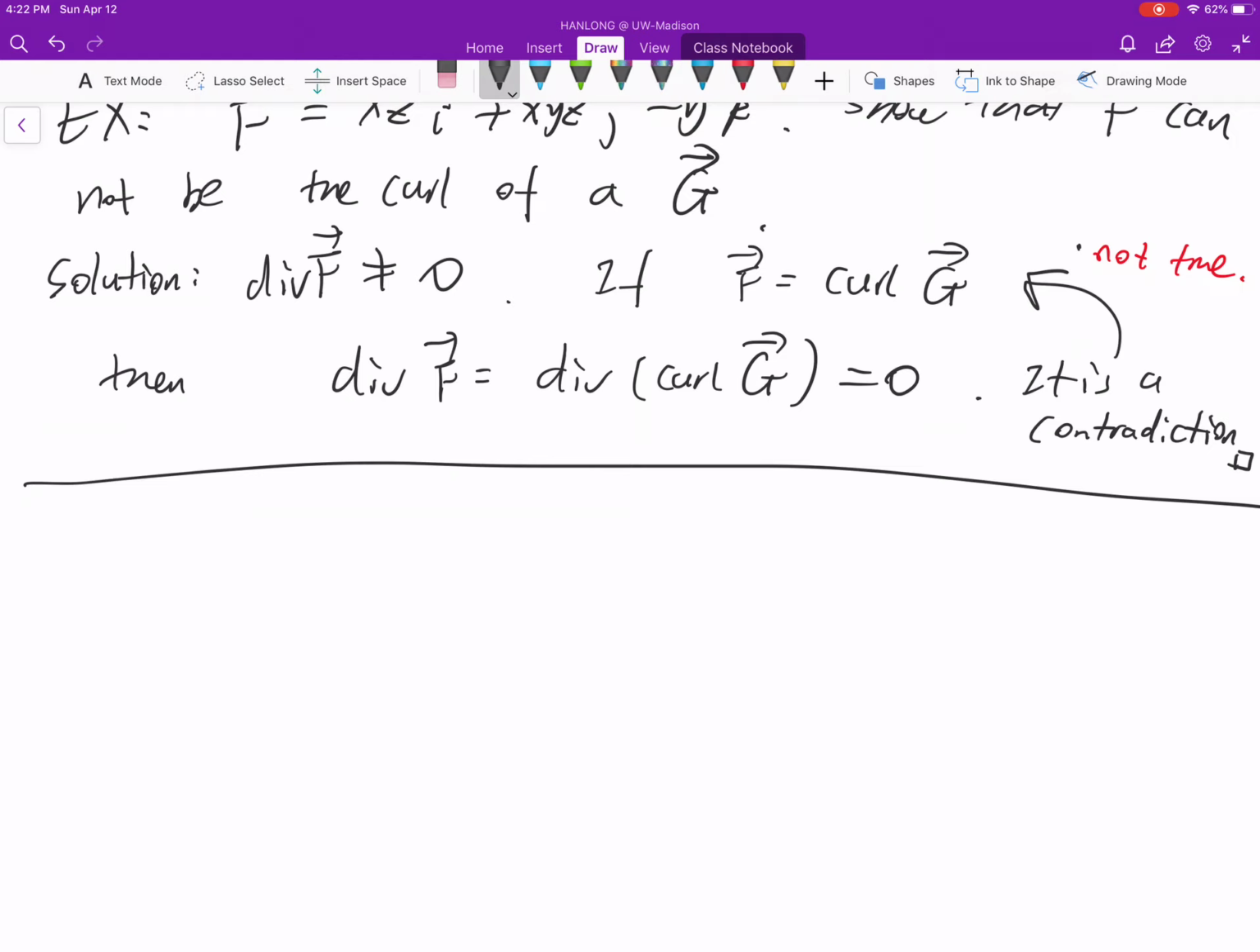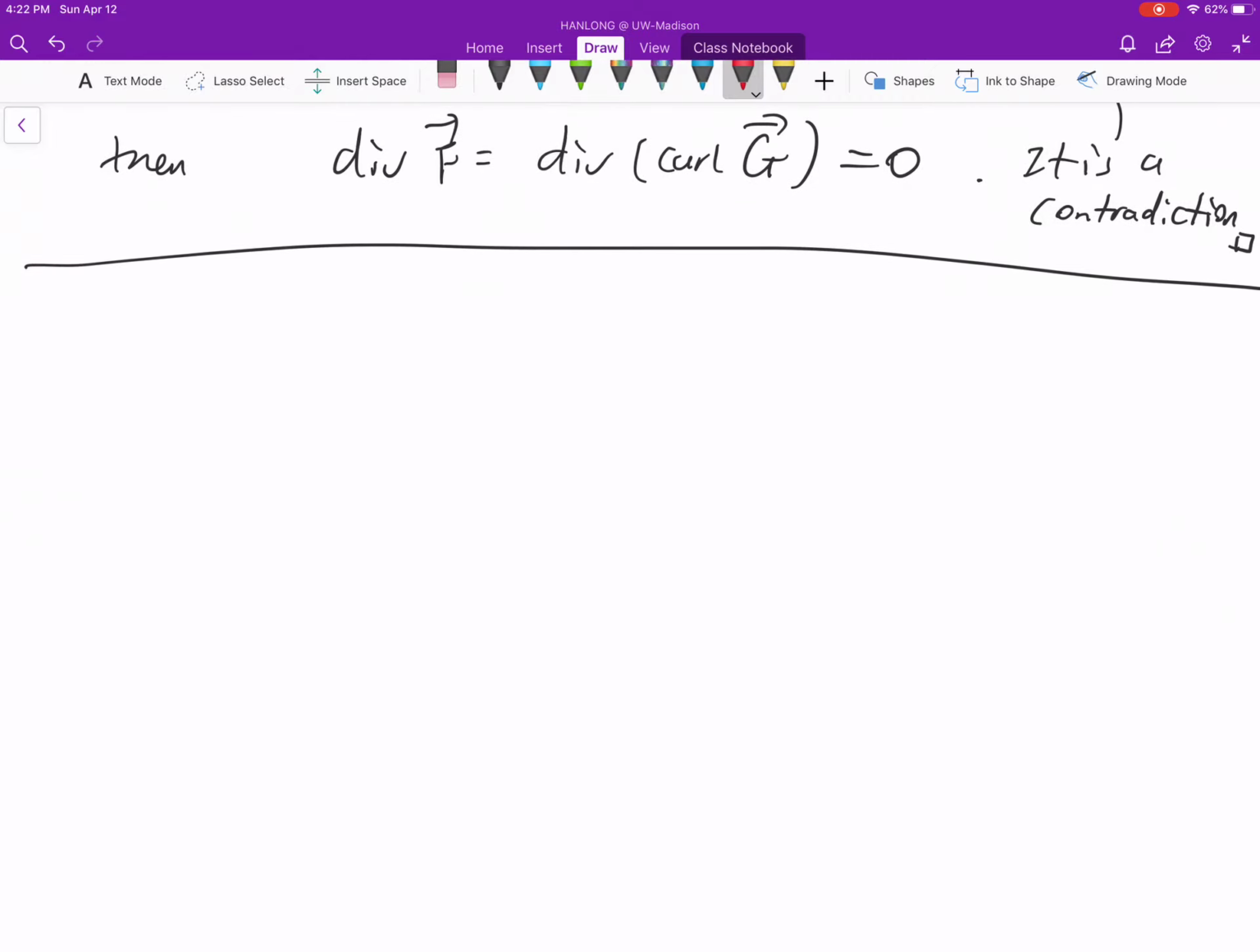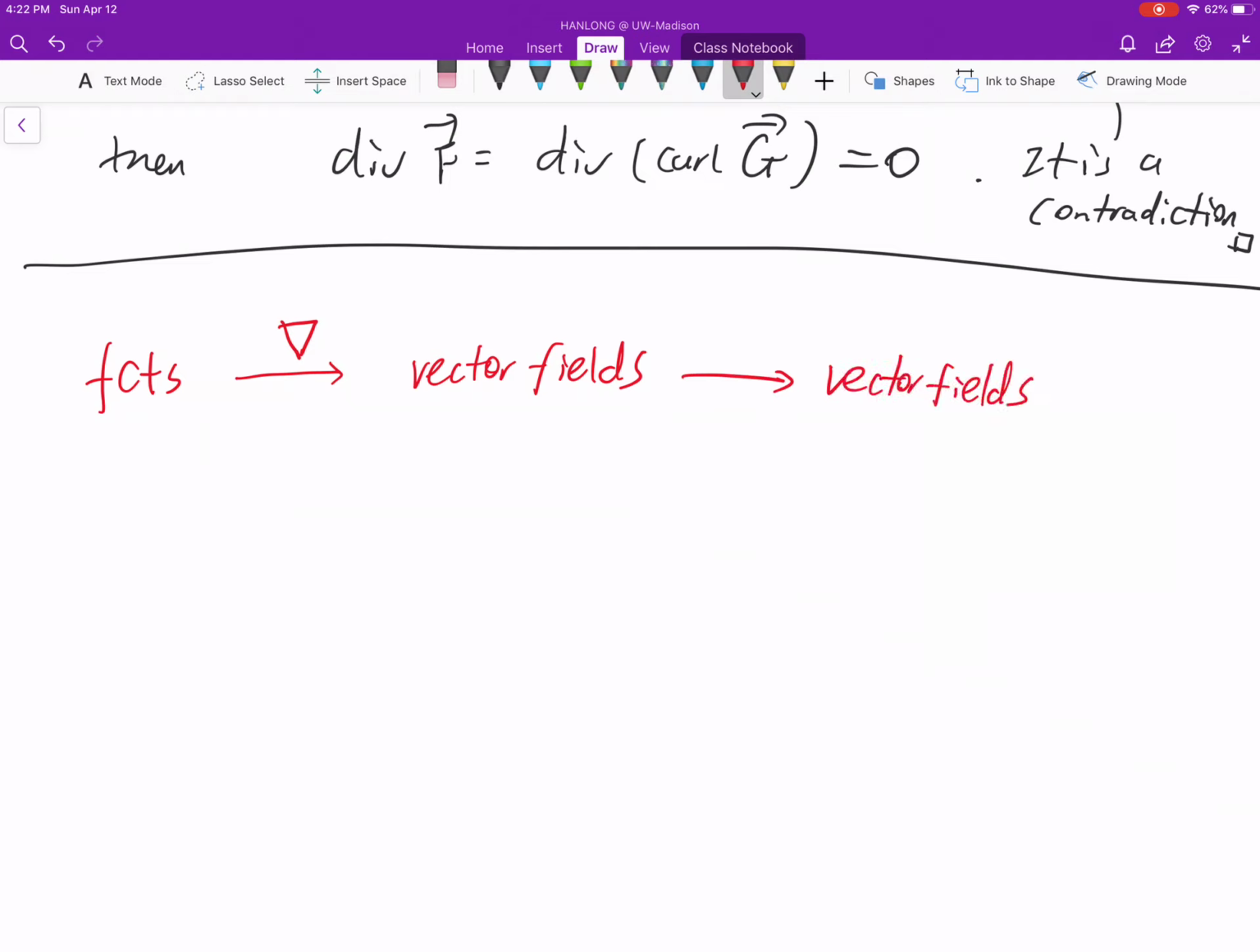Okay, so the universal view of all three operations on vector fields or functions can be put together. You start with functions, and then you have vector fields. The operation here is gradient, and then you have vector fields to vector fields. This is curl. And then you have vector fields to functions. You have divergence.